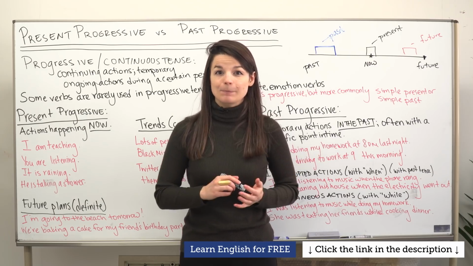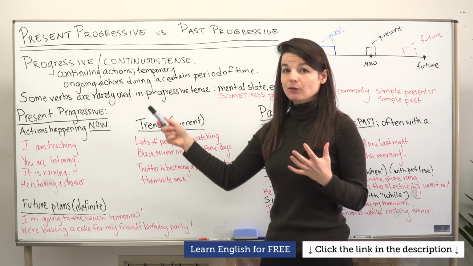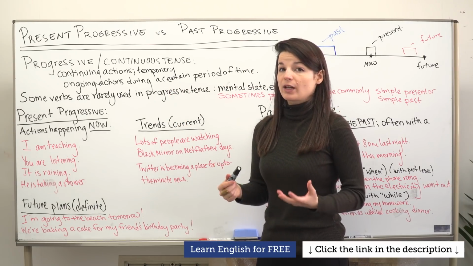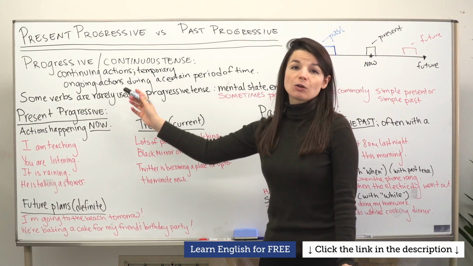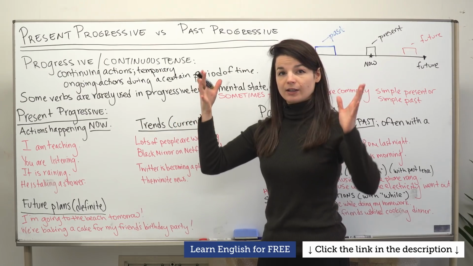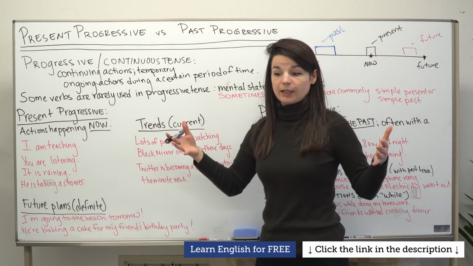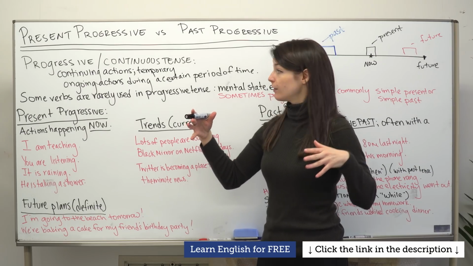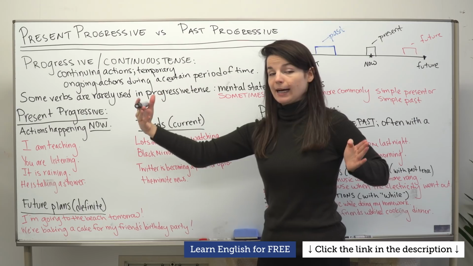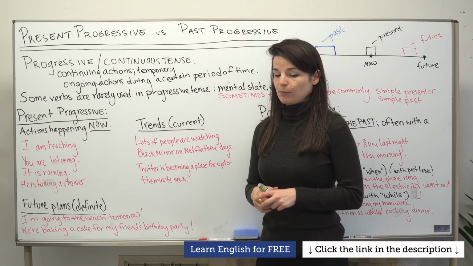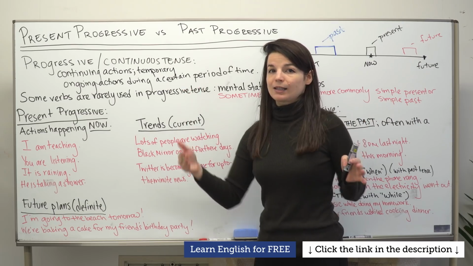So let's begin. First, let's look at, in general, the progressive or the continuous tense. When should we use it? We use these tenses for continuing actions. So they're actions that are temporary. So they're only for a short period of time or for a limited period of time. So these are ongoing actions during a certain time period. So the time period can be short, it can be very long, many years, but it's something that's temporary.